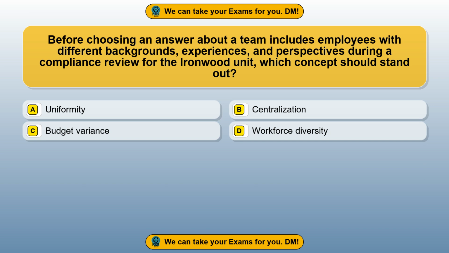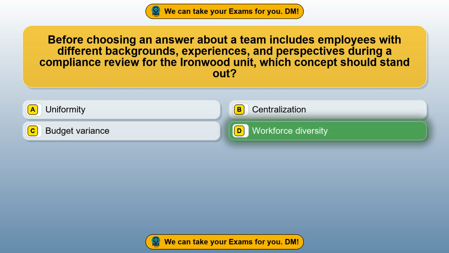Question 54. Before choosing an answer about a team that includes employees with different backgrounds, experiences, and perspectives during a compliance review for the Ironwood unit, which concept should stand out? Option A, uniformity. Option B, centralization. Option C, budget variance. Option D, workforce diversity. The correct answer is option D, workforce diversity.